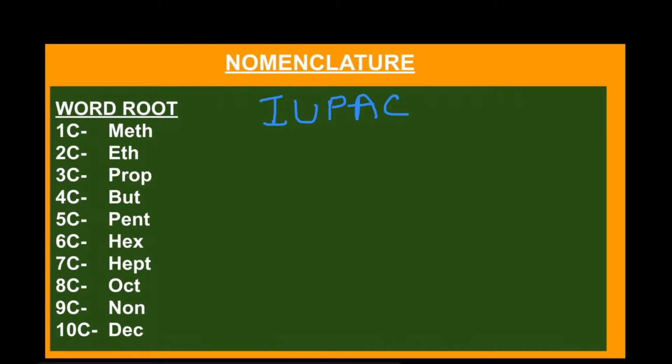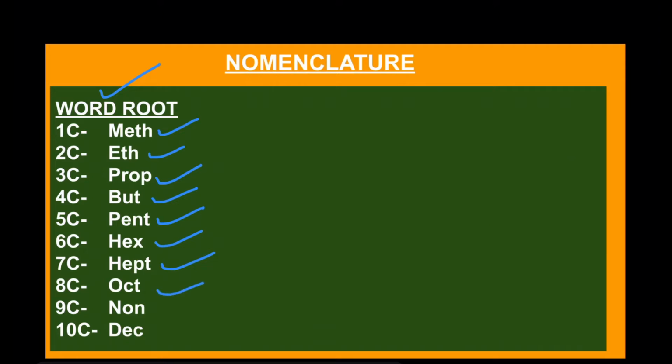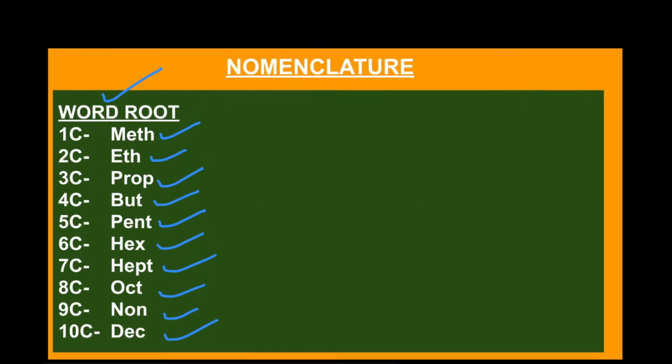For that, we need to know about the word root. Carbon compounds having one carbon will have the word root meth, then 2 carbons eth, 3 carbons prop, 4 carbons bute. This is not but, it is bute. 5 carbons pent, 6 carbons hex, 7 carbons hept, 8 carbons oct, 9 carbons non, and 10 carbons dec. It does not stop here; it continues for 11 carbons, 12 carbons, 13 carbons, and so on.